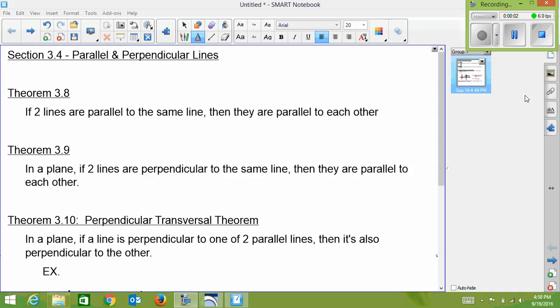Hello and welcome to section 3.4, which is covering parallel and perpendicular lines. Theorem 3.8 states that if two lines are parallel to the same line, then they are parallel to each other.